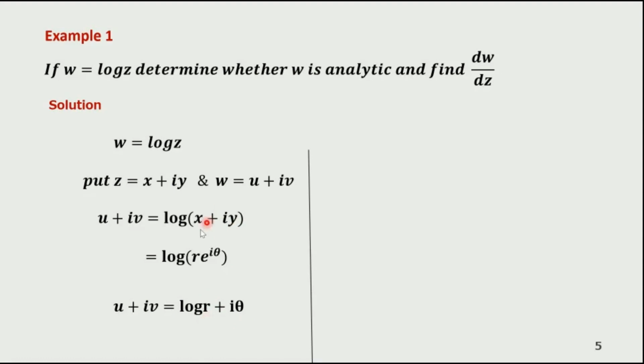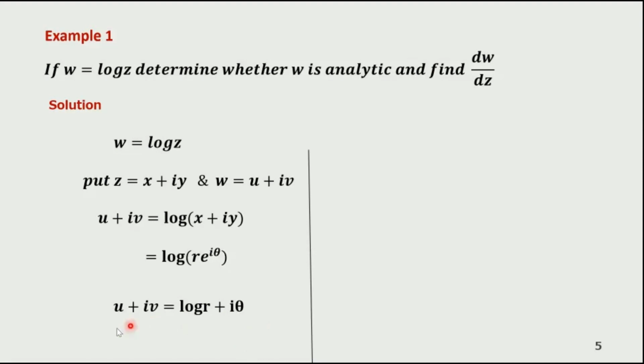R is what? The modulus of this complex number. Theta is the argument. If you are using the CR equations in the Cartesian form, then you have to write r, which is the square root of x square plus y square, and theta is the argument, which is tan inverse of y by x. Okay. So here we are not going to make use of the Cartesian form. We are going to convert this to polar form and use the CR equations in the polar form.